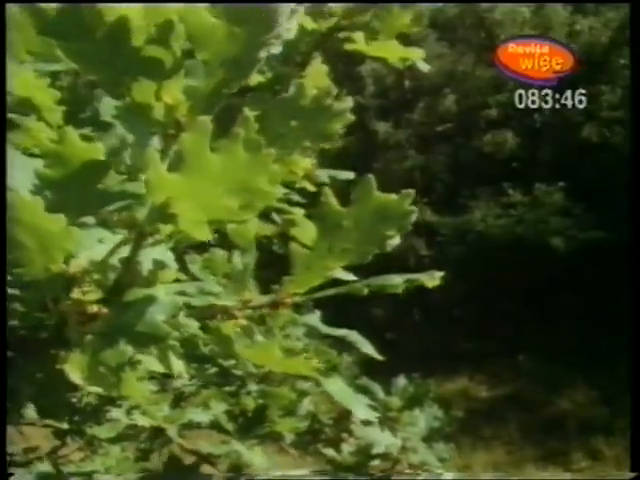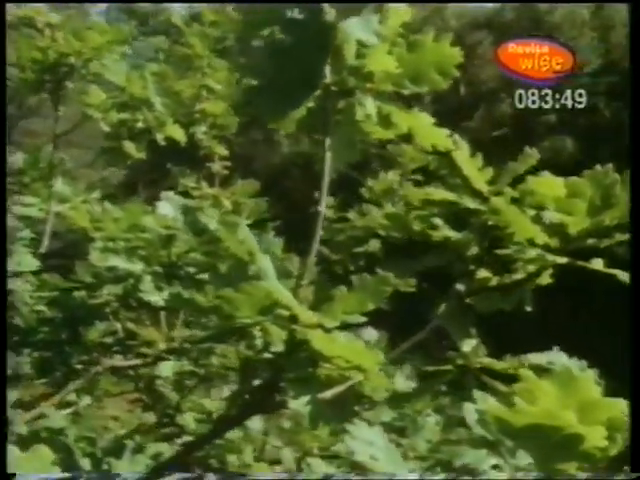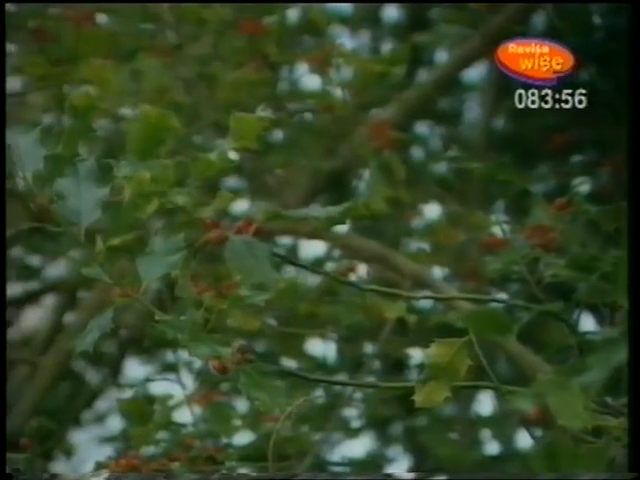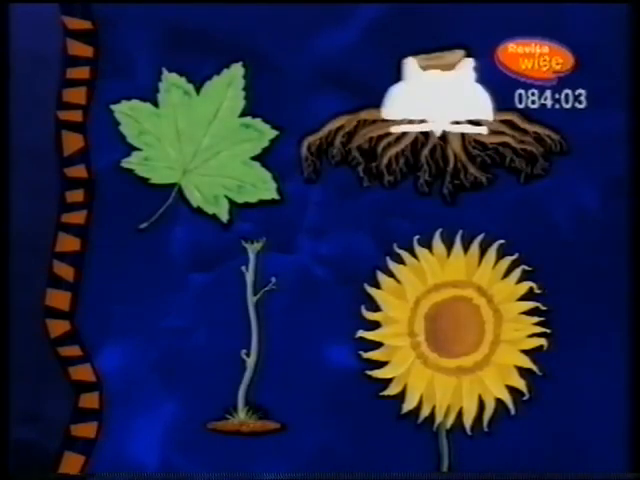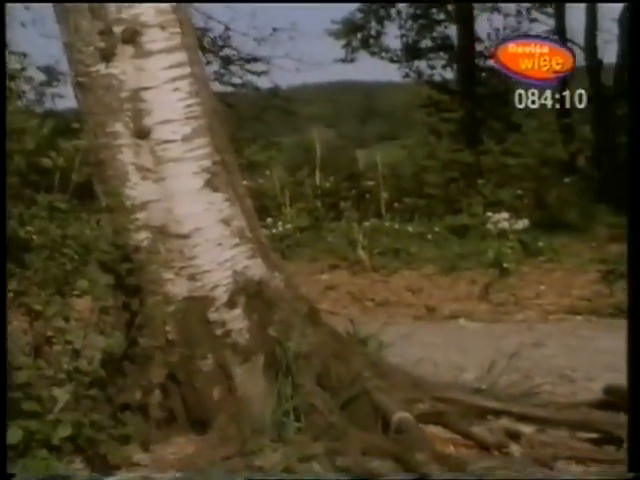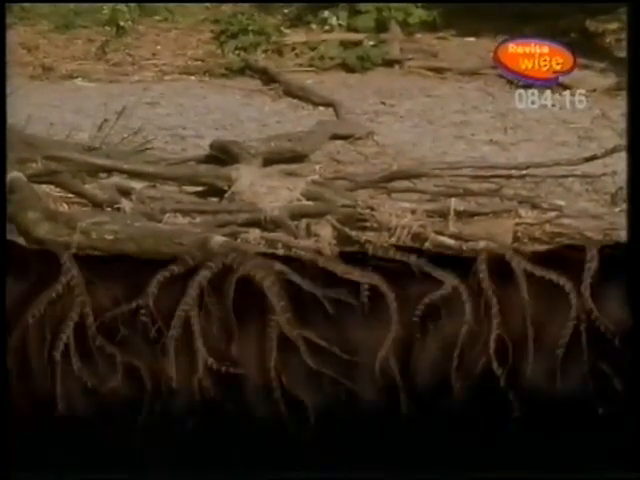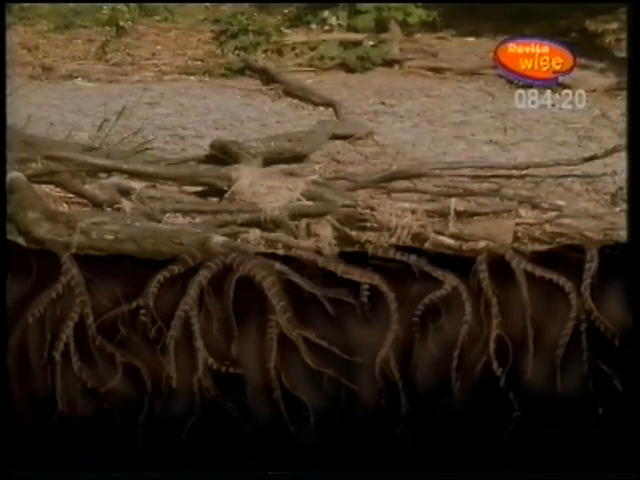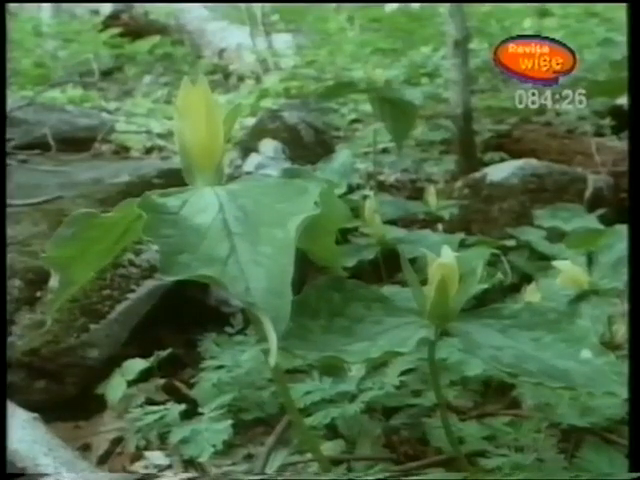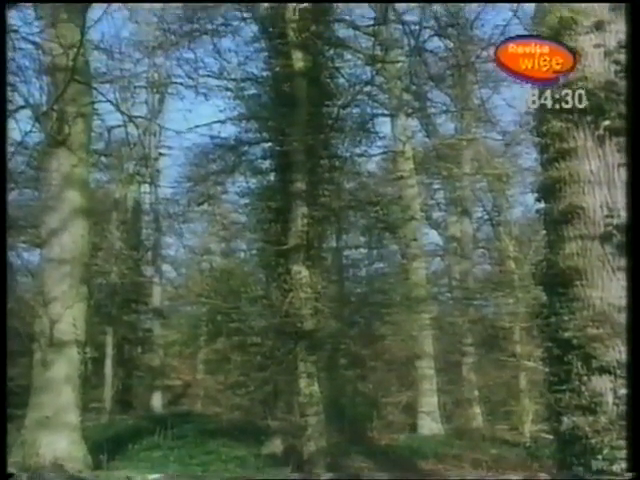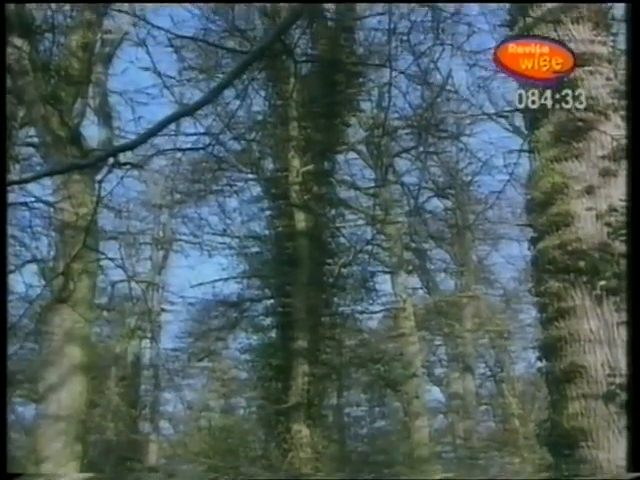Leaves take in air and light from the sun. Sometimes they help protect the plants from animals. These holly leaves have sharp prickles to stop animals from eating them. Roots anchor the plant to the ground and allow it to take up water. They grow downwards, searching for water and nutrients. The stem is full of water and holds the plant up like a human backbone. The biggest and strongest stems are the trunks of trees.